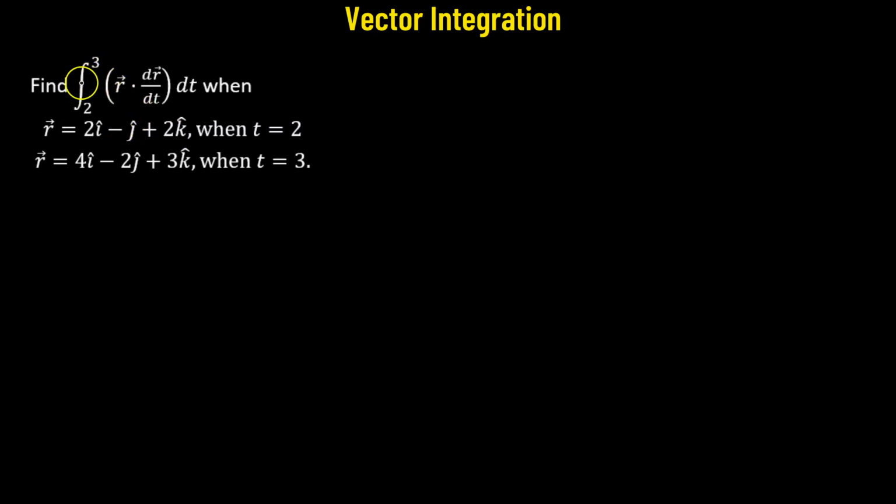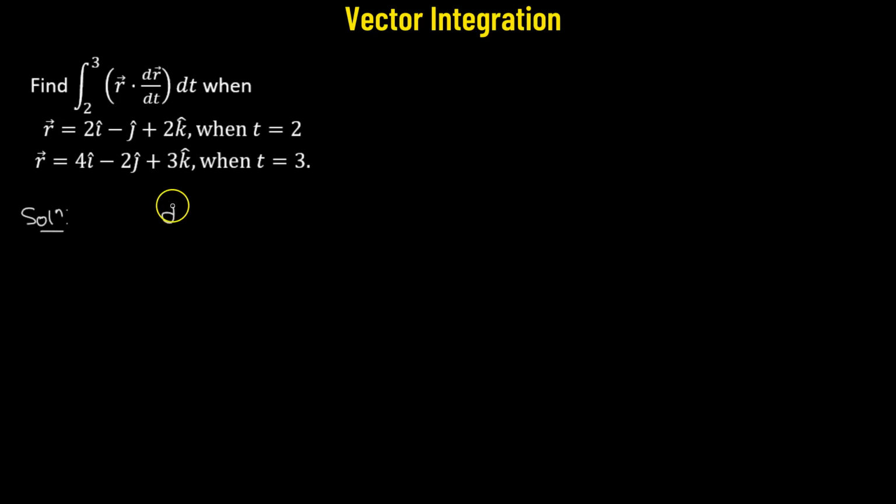We need to obtain the value of the given integral. So here the integrand is the dot product between the vector r with the first derivative of r with respect to t. So t here is a scalar parameter. So let's begin. So first we will use the definition.